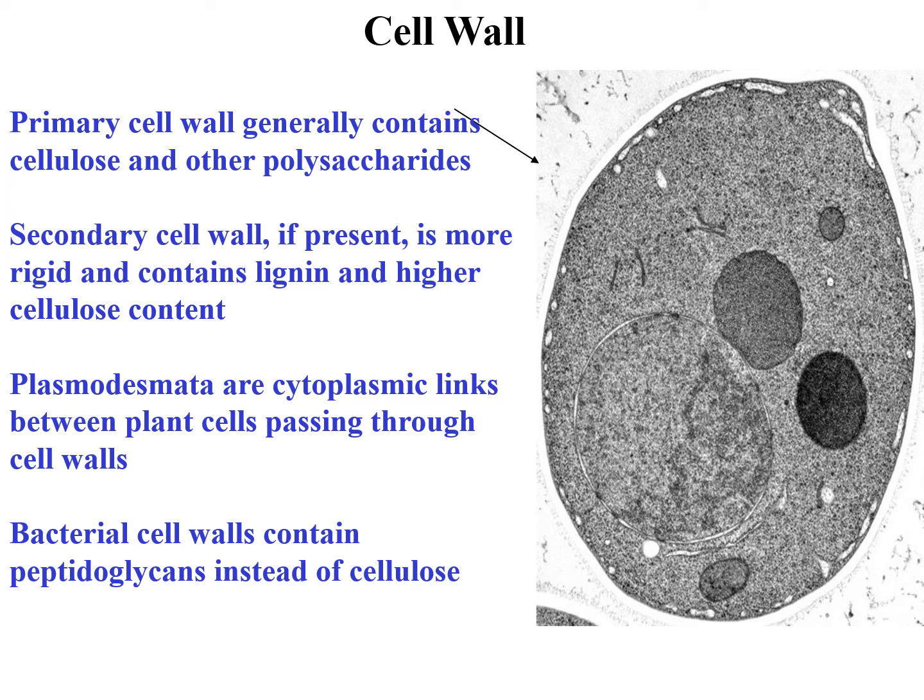The cell wall is one of the important structures. The primary cell wall generally contains cellulose and other polysaccharides. The secondary cell wall, if present, is more rigid and contains lignin and higher cellulose content, in plant cells, because the cell wall is present in plant cells, right? Plasmodesmata are cytoplasmic links between plant cells passing through the cell wall. In bacteria, the cell wall is made up of peptidoglycan instead of cellulose. These are very rigid and important structures.